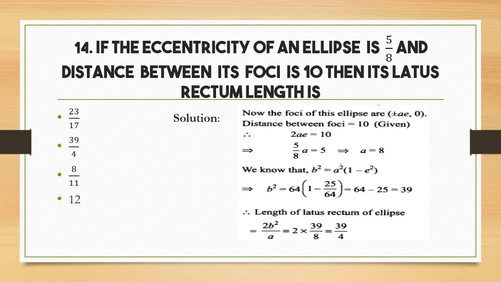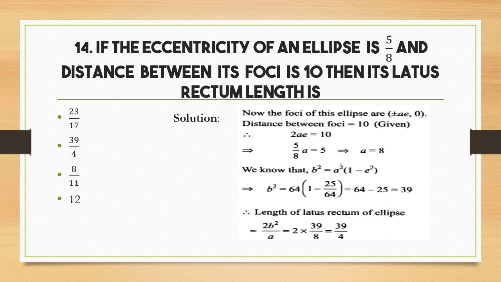Therefore, I will write 2ae equal to 10. And again, 2 ones are 2, 5 twos are 10. So I got ae equal to 5. But the eccentricity e is 5 by 8, already mentioned. Again, I will cancel 5 on both sides. I got a equal to 8. So we know that for an ellipse, b square equal to a square times 1 minus e square.